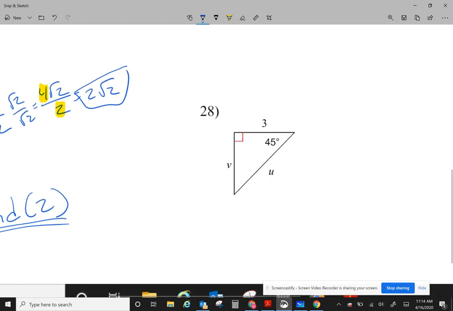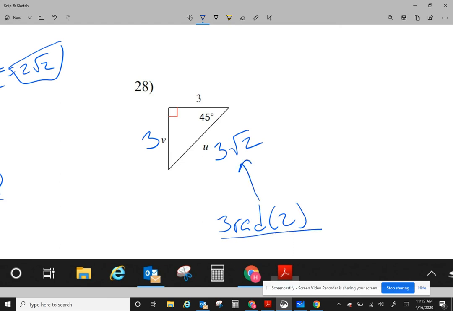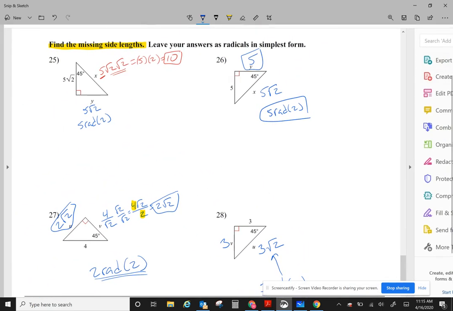Looking at number 28. If I'm solving for v, that's 3. Because I know the two sides that make the 90-degree angle are equal. So 3. If I'm solving for u, the 3 that I start with times radical 2. So how do you type the 3 radical 2? 3 rad 2. That's this. The 3 was just a 3, right? You don't have to type in v equals or u equals. Remember, on the homework, I'm going to ask for a side specifically.